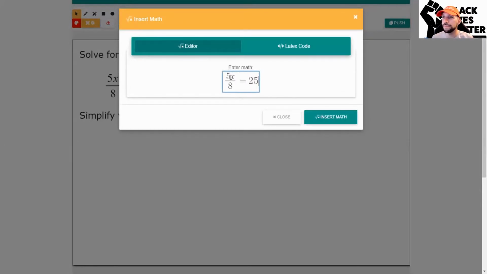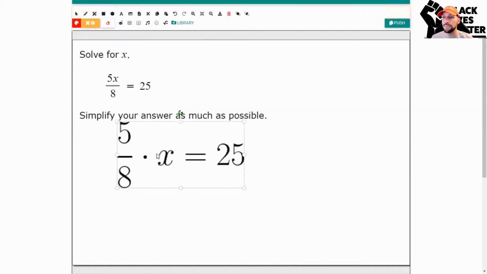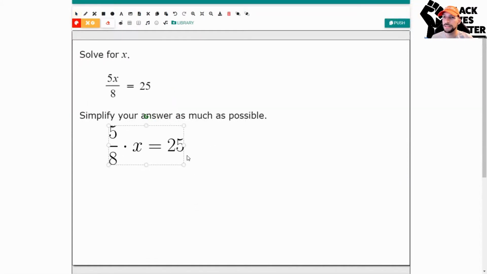Now here, 5x over 8 is the same as 5 times x over 8, which is the same as 5 over 8 times x, because x was in the numerator, so it's the same as multiplying by the fraction. Okay. Step 1, make this less of a cluster.